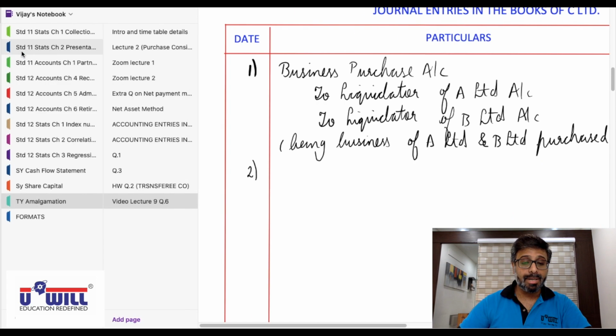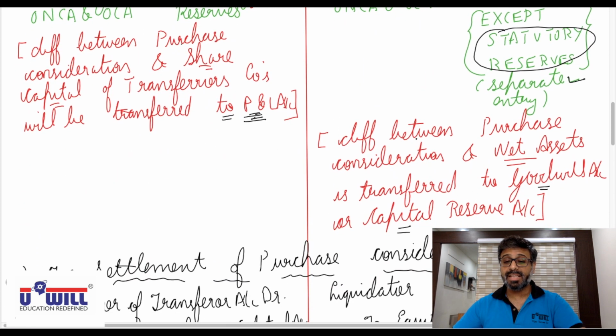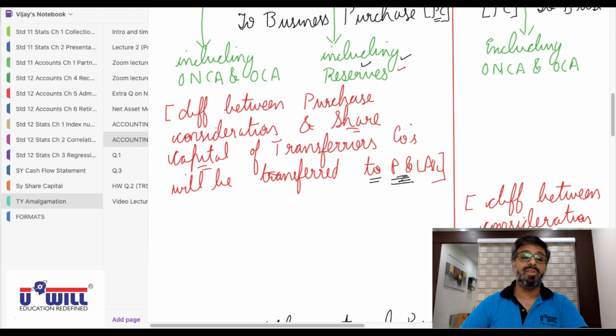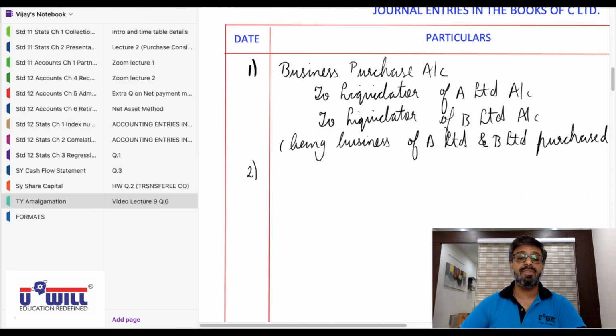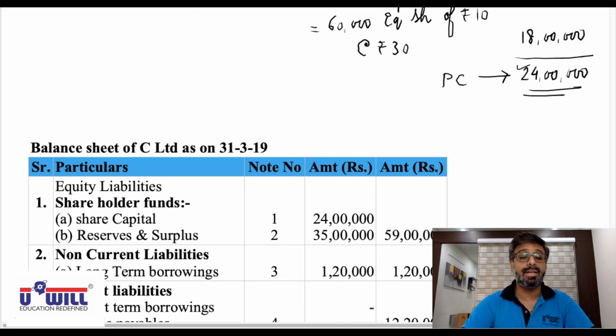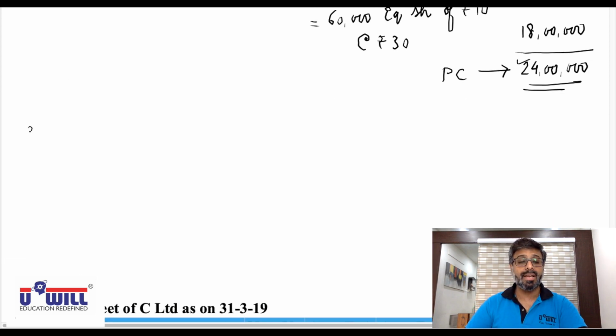Then we discussed in that summary that in this portion, we have to find the difference between purchase consideration and net assets. If we are paying more purchase consideration, it is to be transferred to goodwill account. If we are paying less, we have to transfer to capital reserve account. So before we pass the second journal entry, we will first have to make working note number 3 and identify whether goodwill is there or capital reserve is there. Are we paying more or less? So third working note, all of you write down.